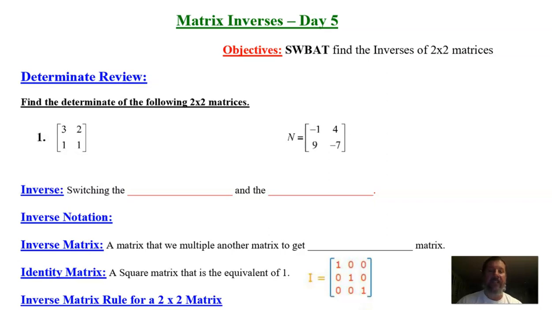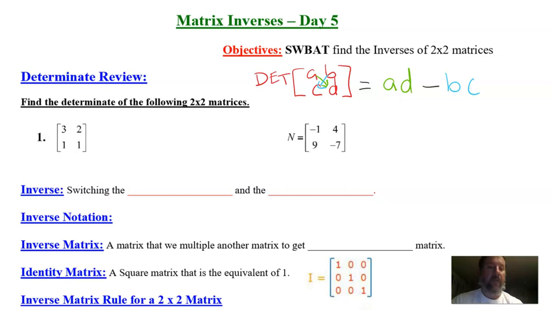But let's first start with a little determinant review from yesterday, because we need to be able to find the determinant in order to find the inverse of a matrix. So if you remember from yesterday, DET stands for the determinant of a matrix, and the determinant again is a scalar number that tells us about the matrix itself. And to find the determinant for a 2 by 2 matrix, we're going to follow this little rule right here. You multiply along the diagonal that goes from the top left to the bottom right, so A times D, and then you subtract the diagonal that goes in the opposite direction. So going from top right to bottom left, I'm going to subtract B times C.